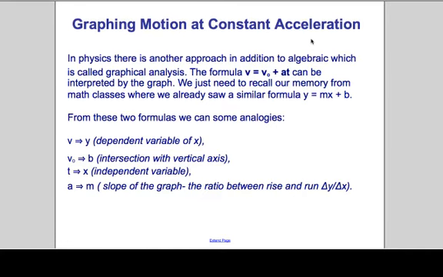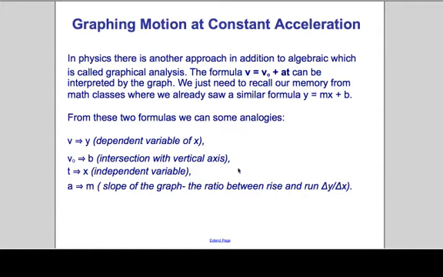Graphing motion at a constant acceleration. In physics, there's another approach in addition to algebraic, which is called graphical analysis. The kinematic Formula 1, which is final speed equals initial speed plus the product of acceleration and time, can be interpreted by the graph. We just need to recall our memory from our math classes where we already saw a similar formula, y equals mx plus b. So final speed is to y, initial speed is to b, m is to acceleration, and t is to time.